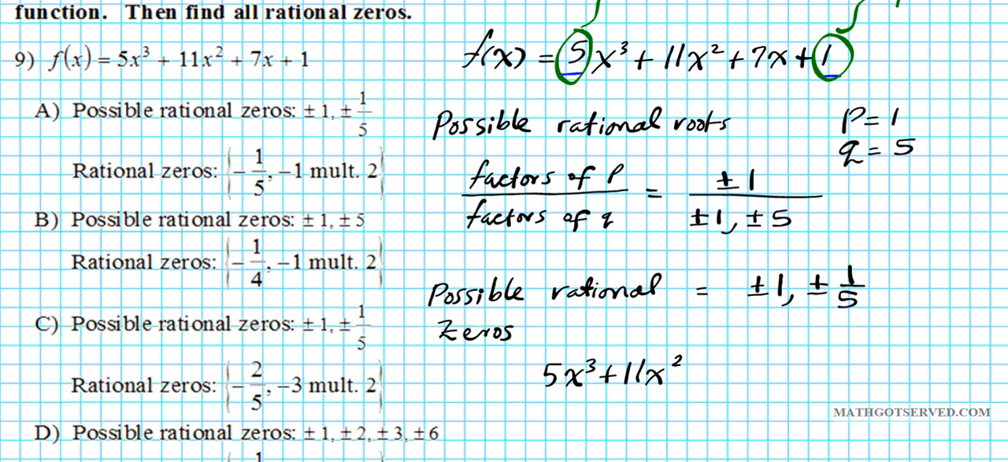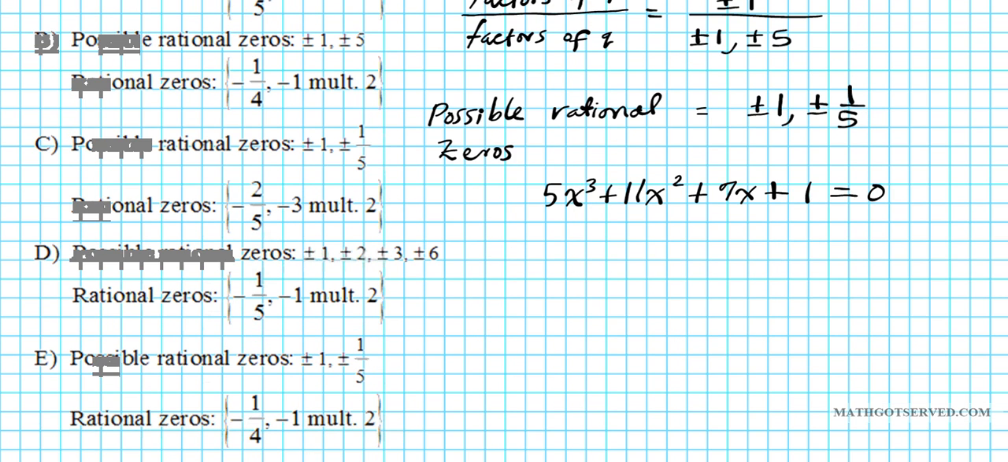It's a cubic with 4 terms. Factor by grouping will not work here because if you look at it, there's no GCF. If I extract x squared from here, I'll end up with 5x plus 11, and then that's not identical to 7x plus 1. So I'm going to be using synthetic division to test out my possible rational roots.